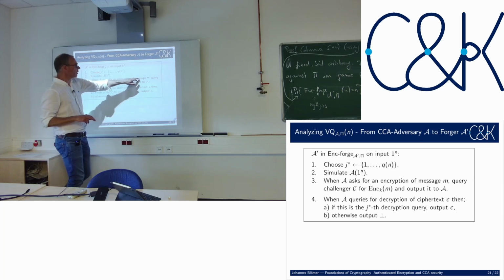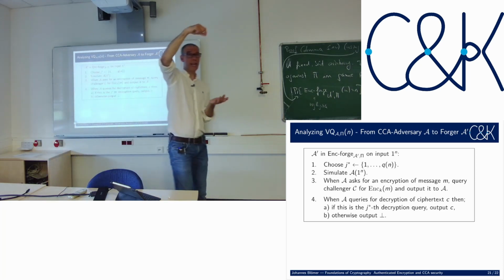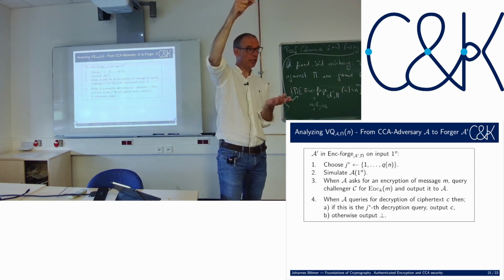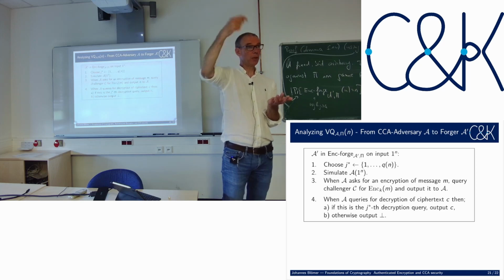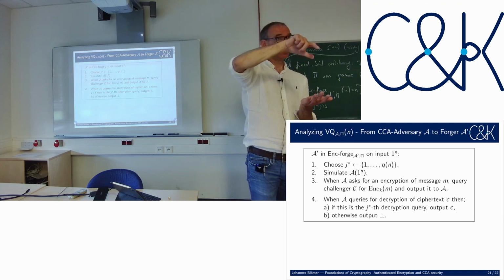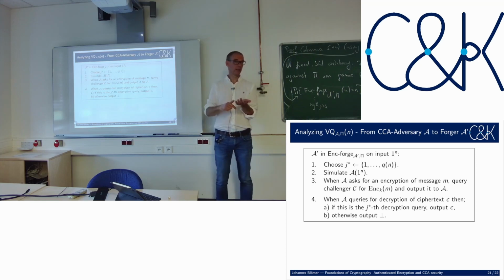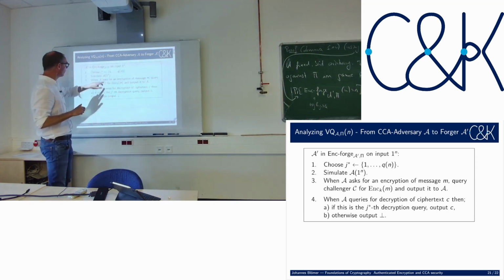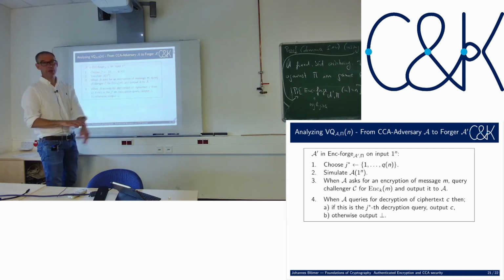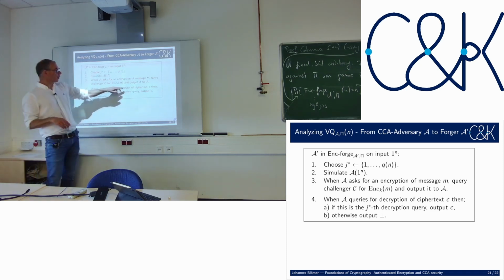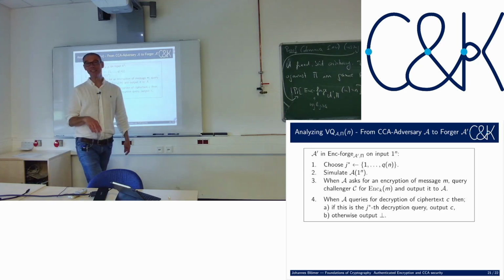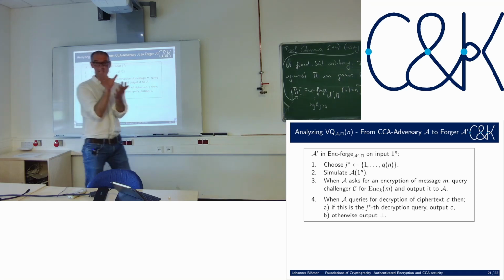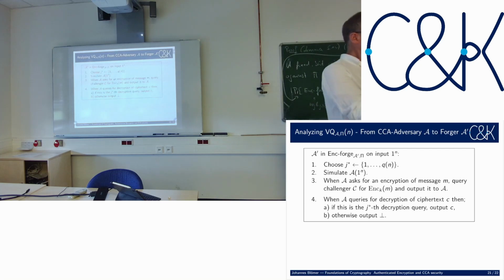When A asks for an encryption of message M, A prime is an adversary against pi in the unforgeability game. It has its own challenger. So the encryption queries, it can just forward to its challenger and get the correct answer back. Remember, in the Enc-Forge game, you have the challenger that answers encryption queries for you, but then you have to come up with a new ciphertext that is still valid. So A prime can forward to its challenger the encryption of M and output it to A. Good. Now, when A queries for decryption of ciphertext C, then if this is the J star decryption query, we simply output C. A prime is against the ciphertext forging game, so its goal is to output a ciphertext that is valid. Right?